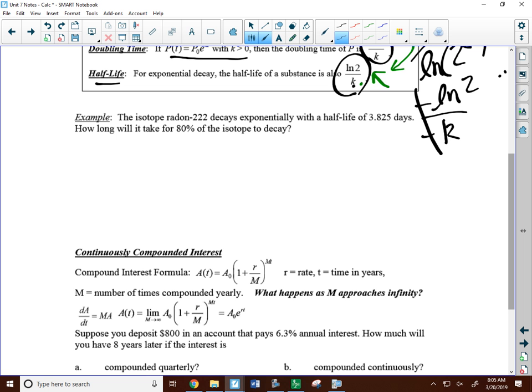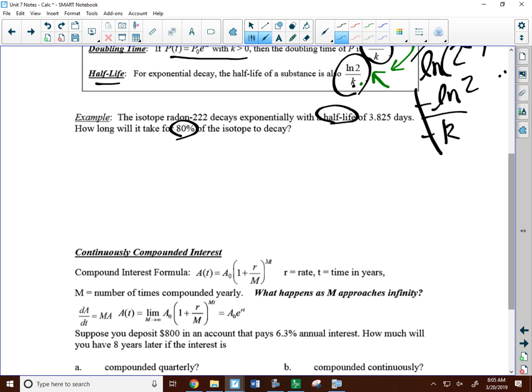So the isotope radon-222 decays exponentially with a half-life of 3.825 days. How long will it take for 80% of the isotope to decay? Not what it's asking for, but we go with the fact that we have the half-life.